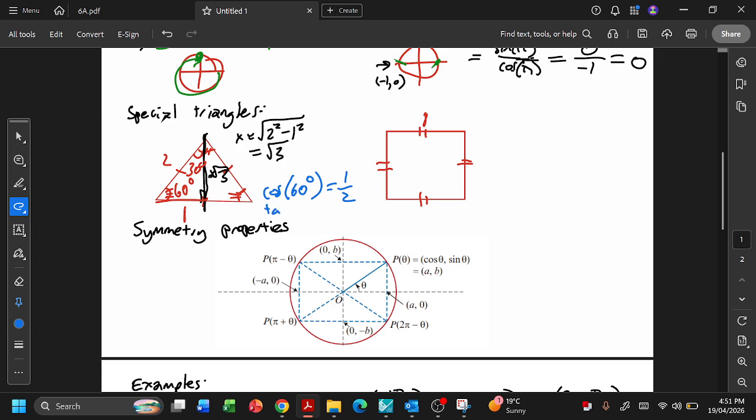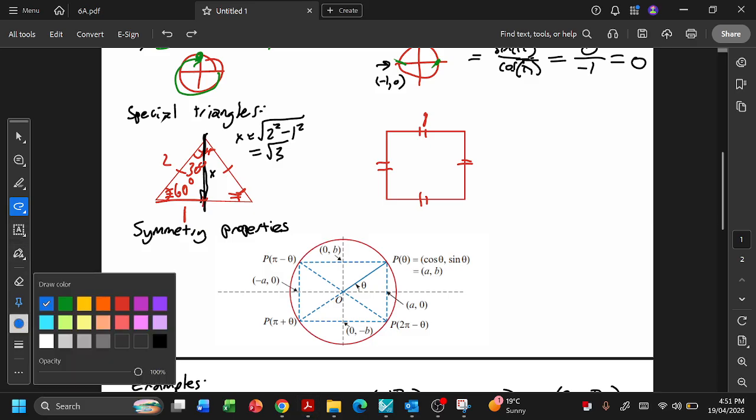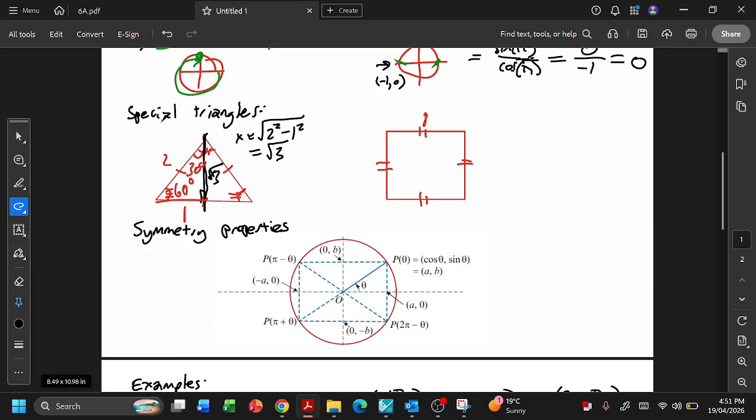Similarly, if we wanted to know tan of 60 degrees, that's going to be equal to opposite over adjacent, so that would be root 3 over 1, so that would be equal to root 3. And similarly, we could deduce anything we wanted about sine, cos, and tan of 30 degrees and 60 degrees. Okay, so that's the first useful result.